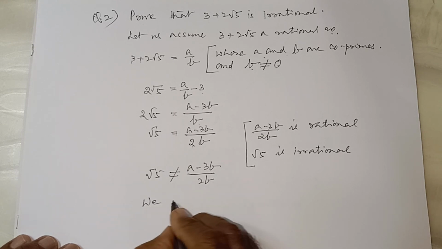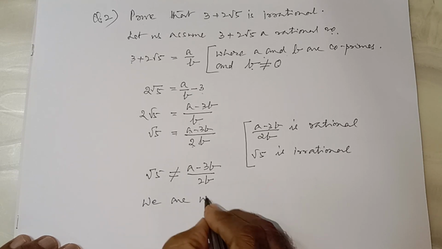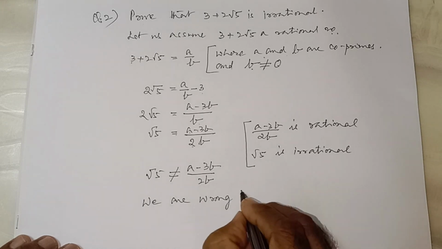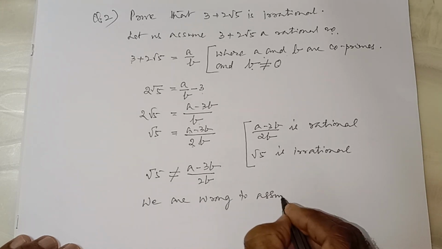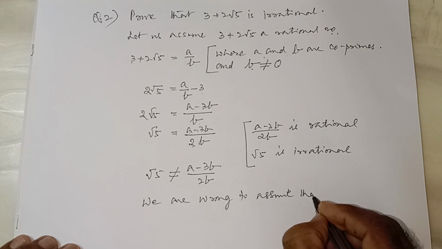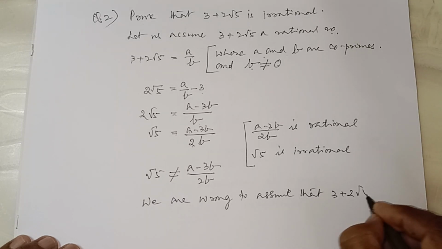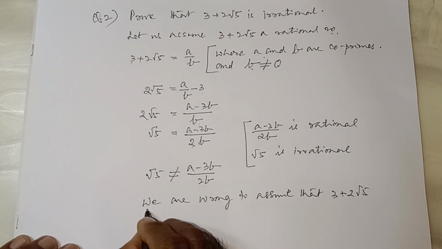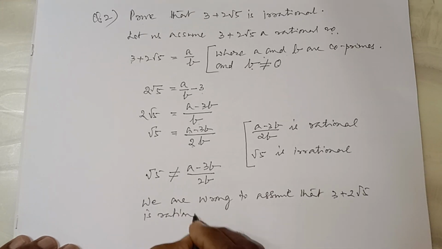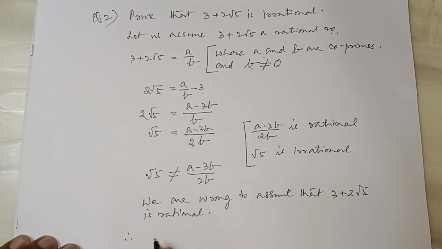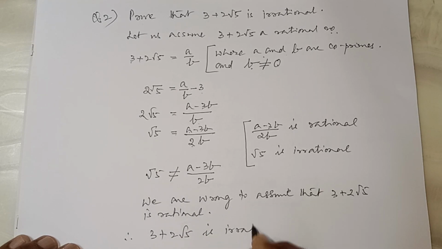We are wrong to assume that 3 plus 2 root 5 is rational. Our assumption is wrong. Therefore, 3 plus 2 root 5 is definitely irrational.